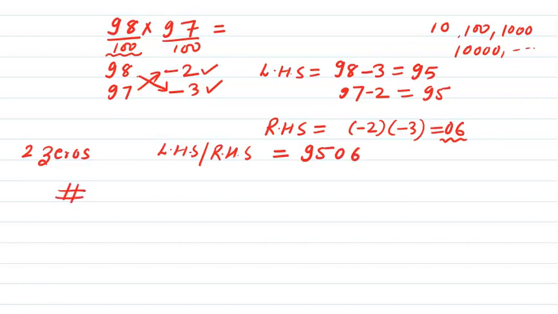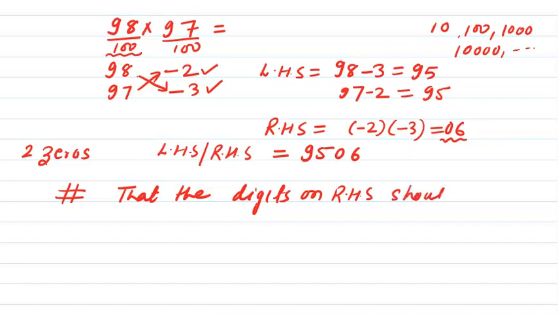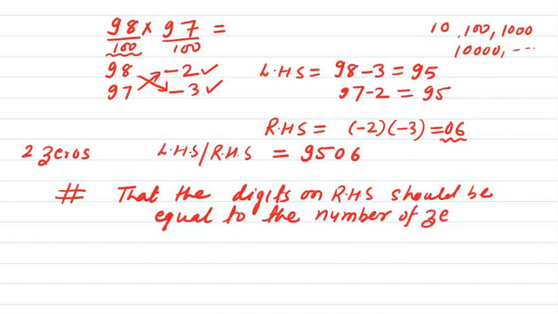Let me write this. This is one important remark. In case you want to note it down, you can note it down also: the digits on the right hand side should be equal to the number of zeros in the base, right, in the base.